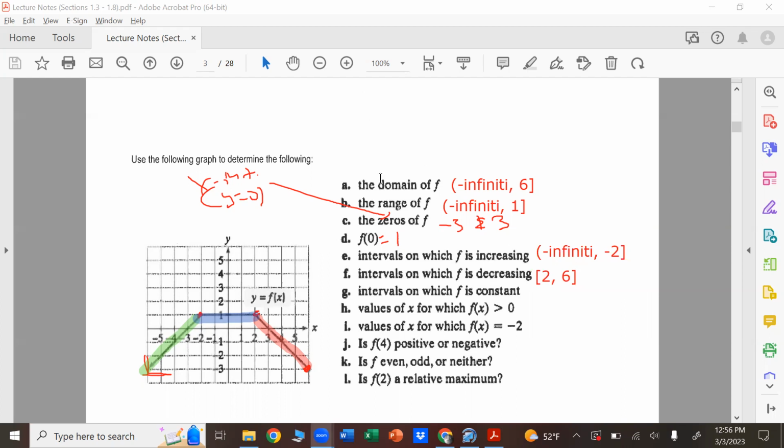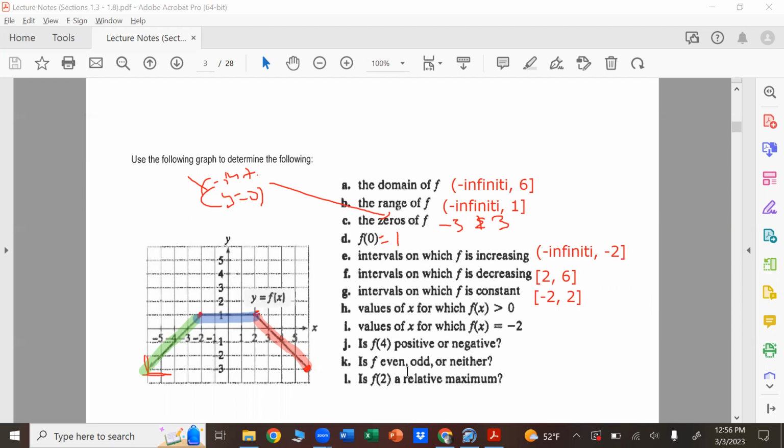Where's the constant? Negative 2 to 2. Good. Yeah, I know, kind of contradicts myself. I said we'll do open intervals. We could keep it closed too. Honestly, I'm not going to care whether you keep open or closed.